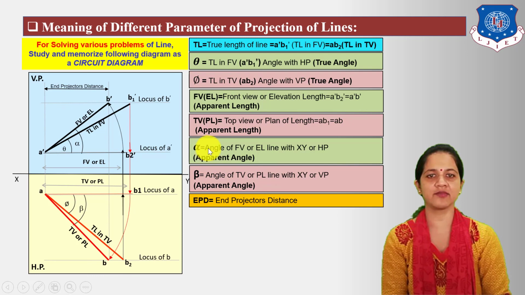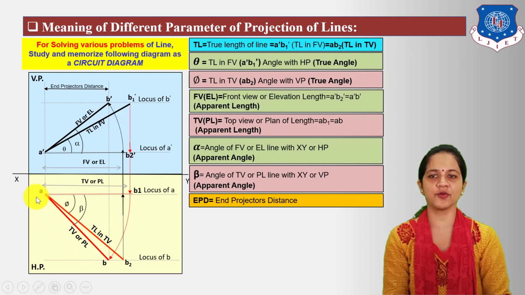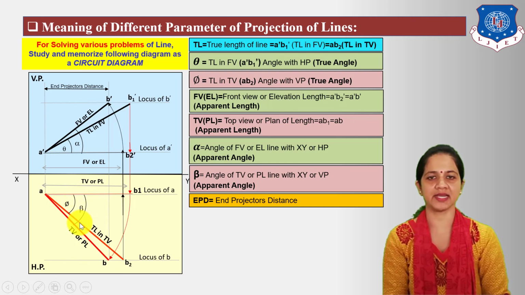Next, alpha is equal to the angle of front view or EL line with XY or HP. It is called apparent angle. Here you can see alpha is the angle of the inclined front view length A dash B dash line. Next, beta is equal to the angle of top view or PL line with XY or VP. It is also called apparent angle. Here you can see the angle of the top view line AB with VP or XY is denoted by beta.